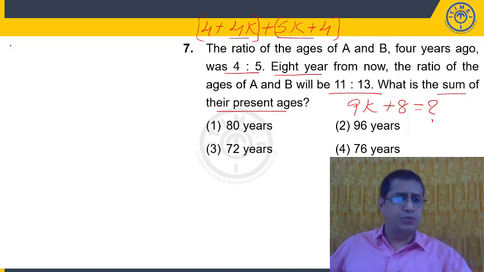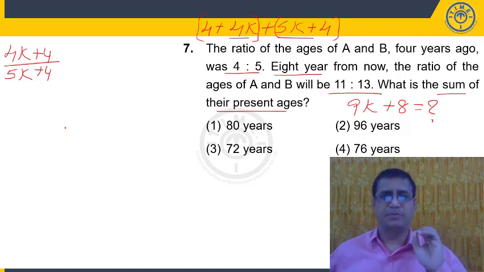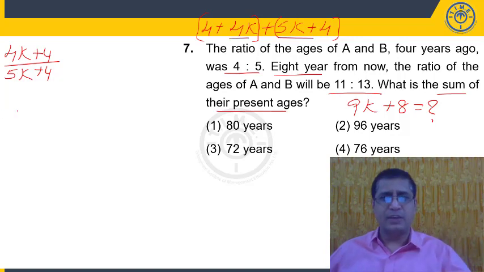Right, now what is the discussion? 4K and 5K. These are the ages. How many years ago? 4 years ago. Present ages means just add 4 years. For example, 4 years ago my age was 10 years. Don't take it to heart, I am just giving an example. 4 years ago my age was 10 years. What is my present age? 10 plus 4, 14. Similarly, 4K plus 4, 5K plus 4.